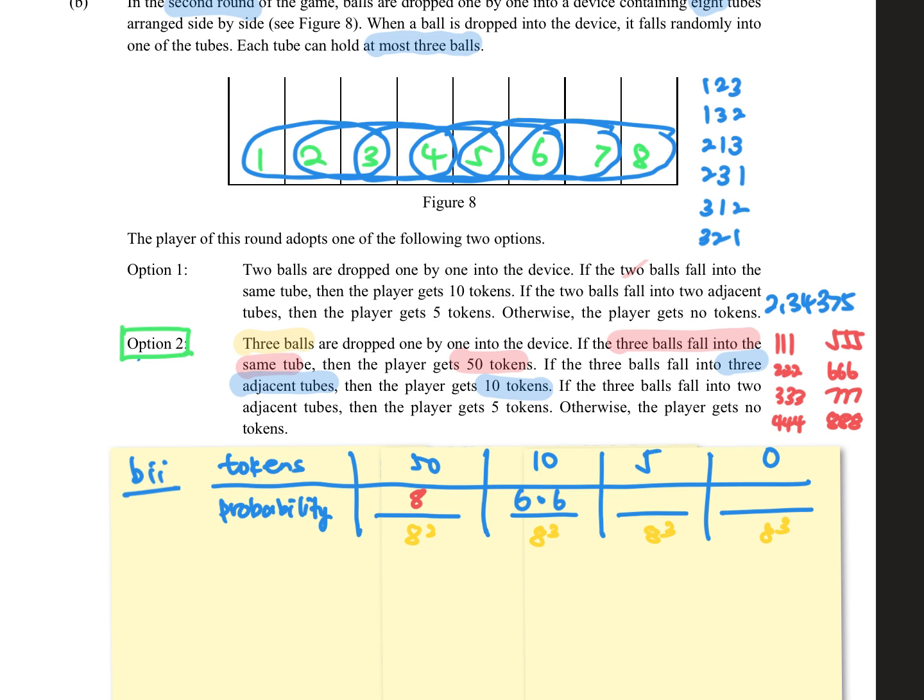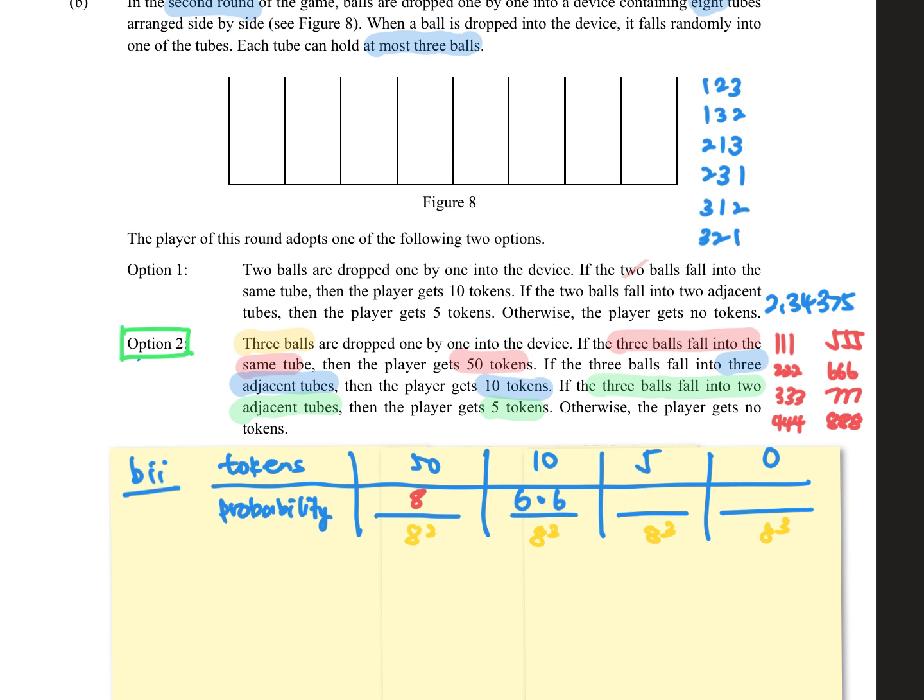And then finally for the last case, or the second last case, 3 balls fall into 2 adjacent tubes. Okay, so that may be the most difficult case. Here, again, we try to use the numbers. Okay, so first of all, okay, it could be 1, 1, 2.